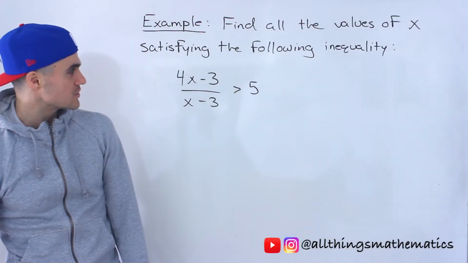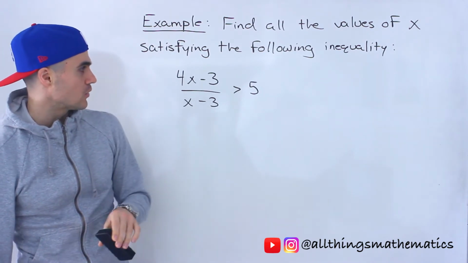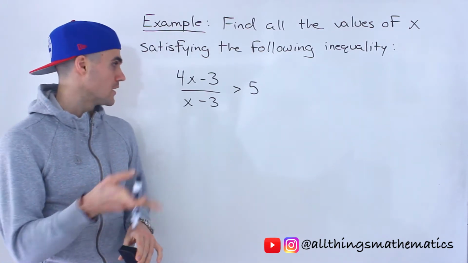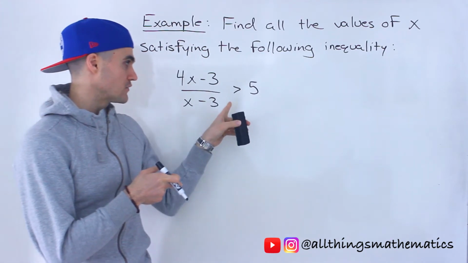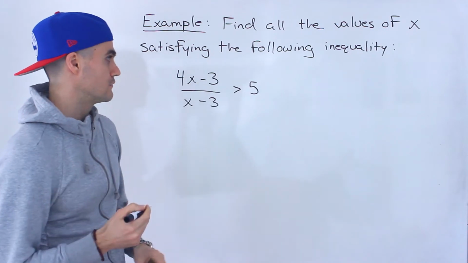Moving on to the next question. We have to find all the values of x satisfying this inequality here. So we got (4x - 3)/(x - 3), and we have to figure out when that rational expression is going to be greater than 5.